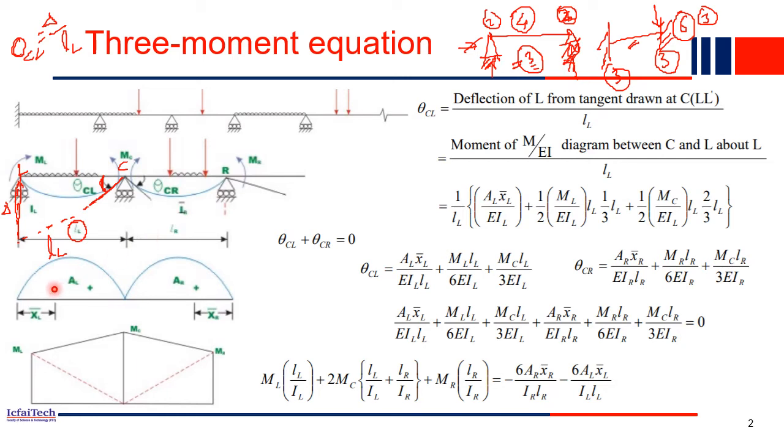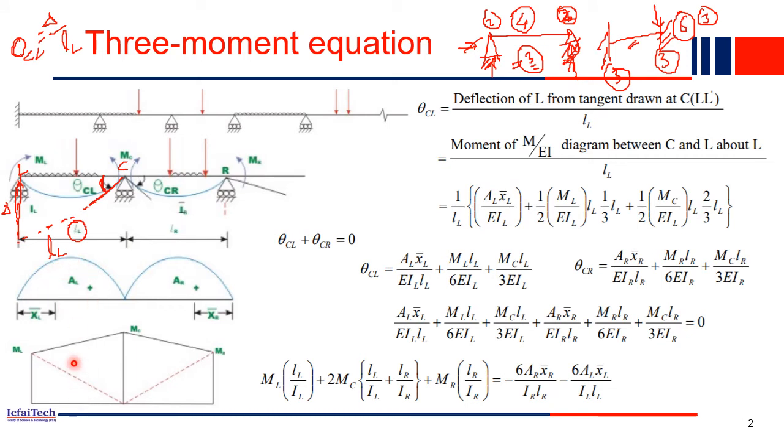Here, this M by EI diagram is for this loading condition. How much is the area inside? The area is simply AL, which is given to us. We have to take the moment, and moment means area into CG distance. The CG distance is XL. That's why it's written AL into XL by EI, and 1 by LL is there anyway. So this is the first part.